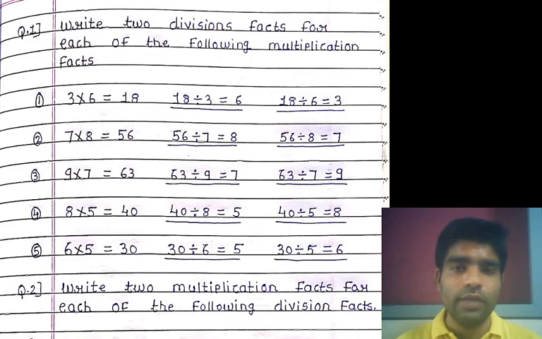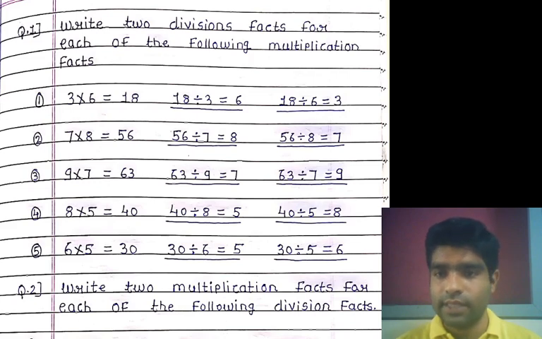Now we have to write down the second division fact. It means that it will be 18 divided by 6. Here 6 threes are 18, so it is equal to what? 3. It means that 18 divided by 3 is equal to 6 and 18 divided by 6 is equal to 3. This is a division fact. Write down the two division facts from each of the following multiplication facts.